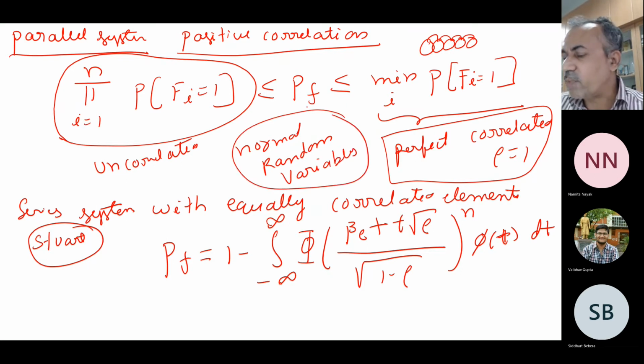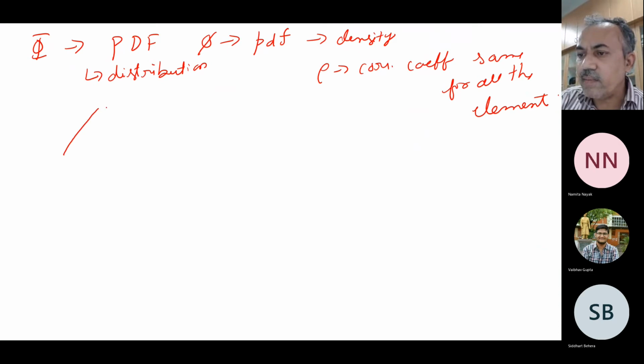Okay, so there are some expressions that have been given. You can find them out for a truss element or whatever, so they are equally correlated. You see 9.1. If you take any truss element, I don't know where it is. If I have a truss element, say.